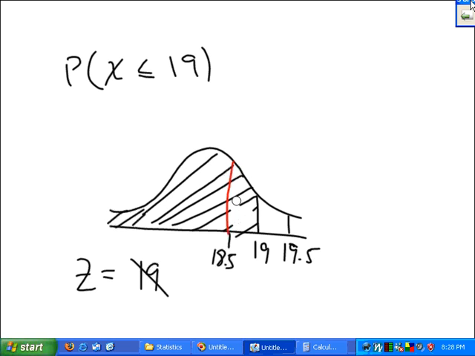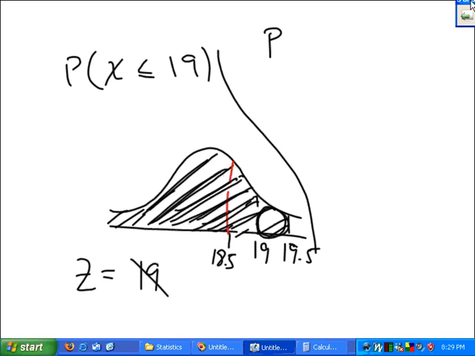I'm not including between 18.5 and 19. The rule is you can't use the score that they tell you to use. That is, you can't use 19. You have to either go a half below or a half above. And whatever you do use, it better include, in this problem, 19 and below. So what that tells me is to go up to 19.5. Because here, I'm counting more area than I want, but I'm getting everything that I wanted as well.